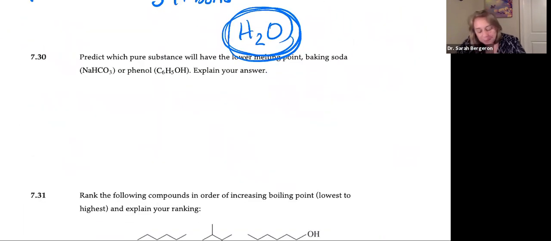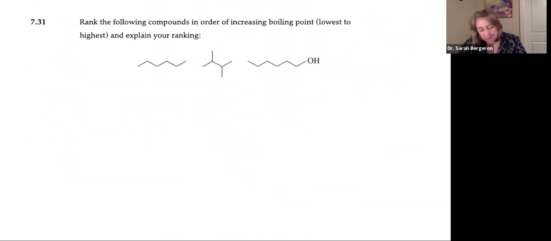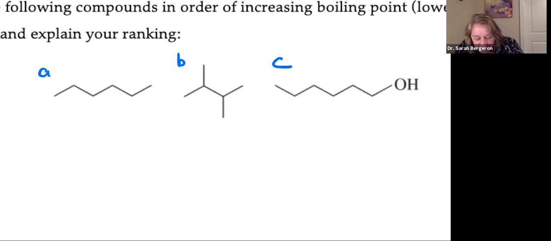Okay. Predict, oh no, we're doing 3-1. Rank the following compounds in order of increasing boiling point, lowest to highest, and explain your ranking. All right, I am gonna number these A, B, and C, just so I can talk about it and it's not confusing for you. So when we look at these, what do we have?